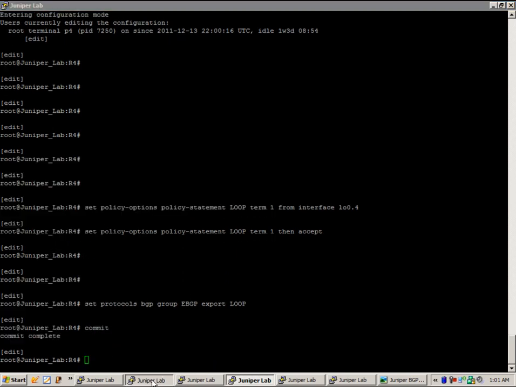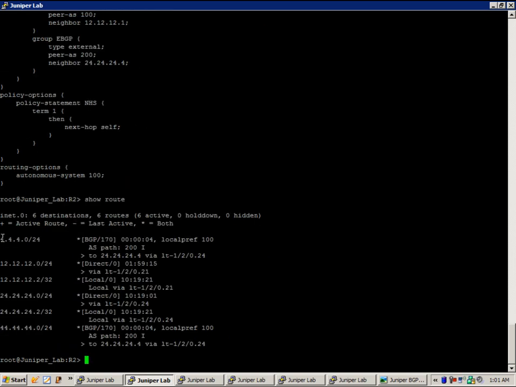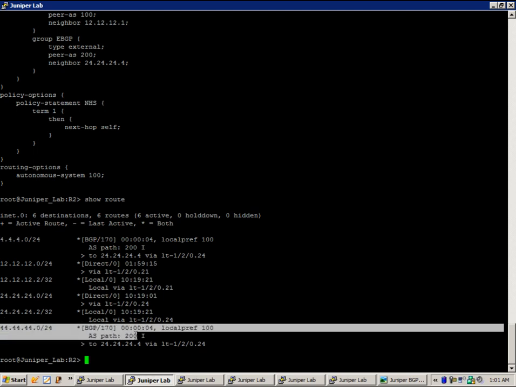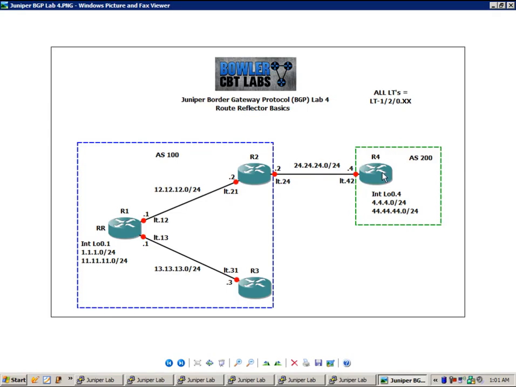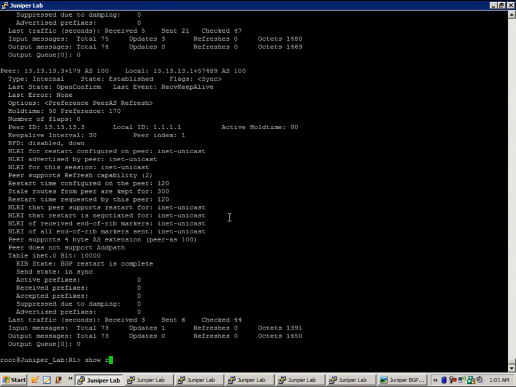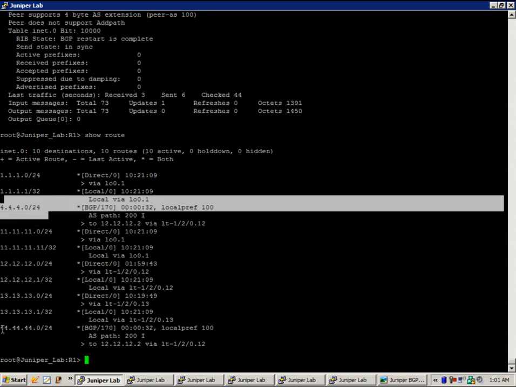What we should see as a result, we should go to router 2 and do a show route. We are learning the 4 and the 44 network via BGP. The autonomous system path is 200, which is router 4. So router 2 is learning the 4 and the 44 network, and it should pass this information to router 1. If we go to router 1 and do a show route, we see that we have access to the 4 and 44 network.